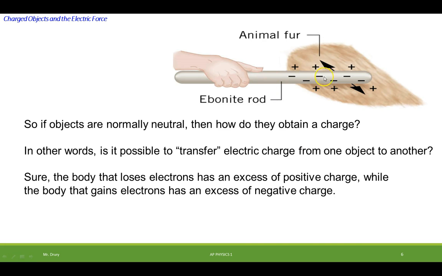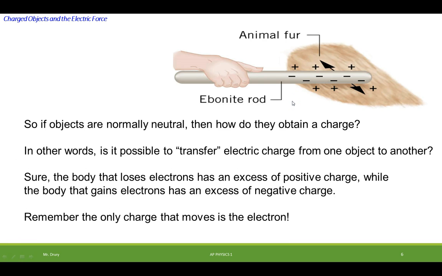An example here is rubbing an ebonite rod against fur, and you're stripping electrons from the fur onto the rod. So the fur becomes positive and the rod becomes negative. And as I said before, remember that only electrons can move, because if protons moved, it would change the element.